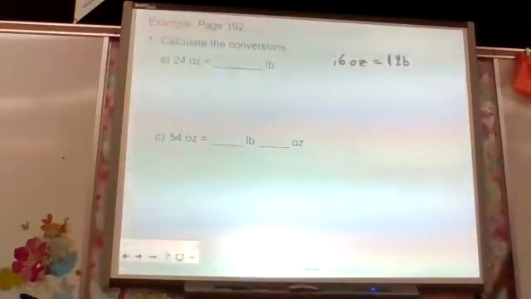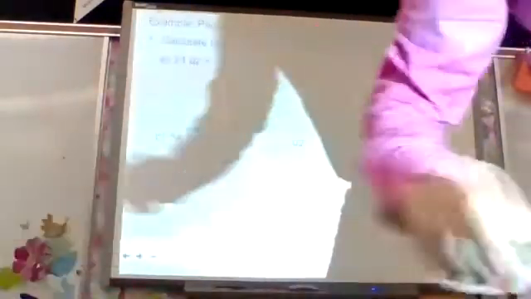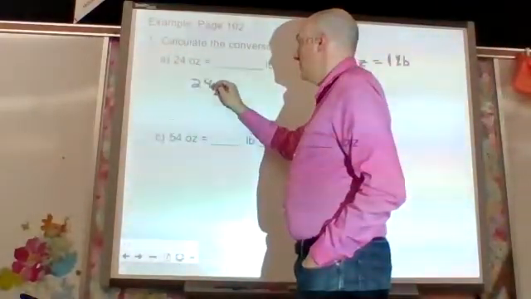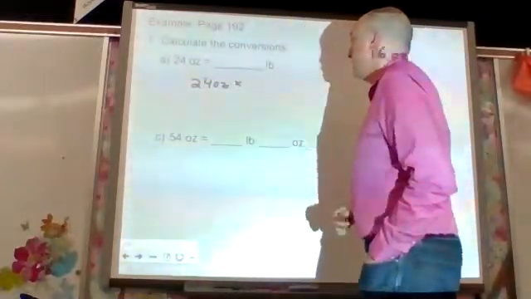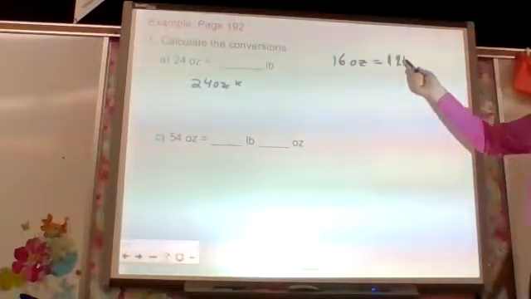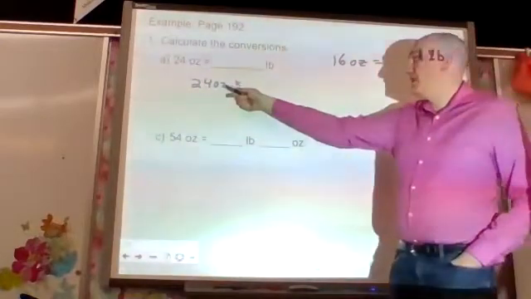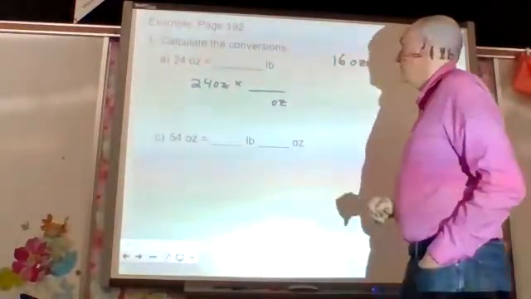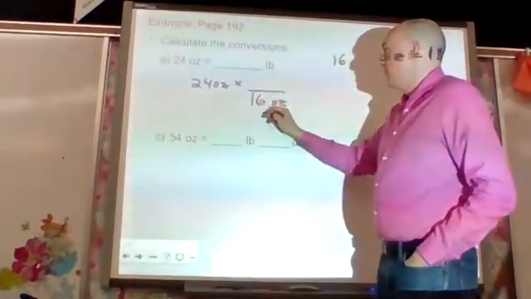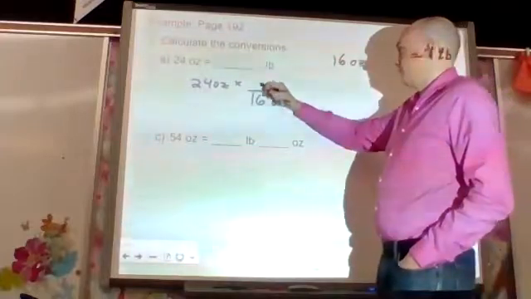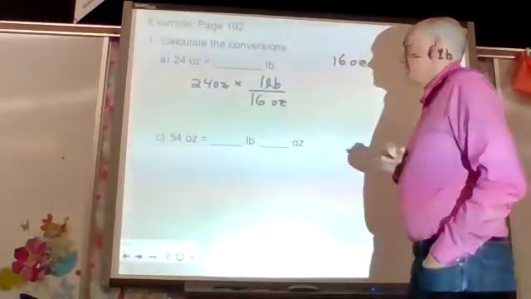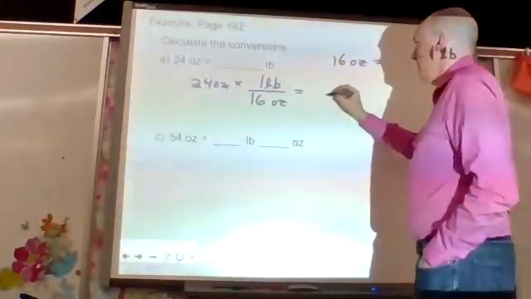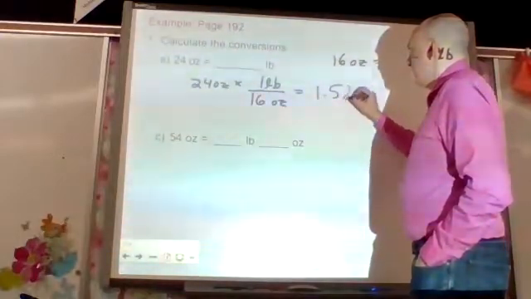So how many pounds do we have if we have 24 ounces? Well, we're going to take our 24 ounces and we're going to multiply it by that conversion factor. Which way over does it go? 1 pound, 16 ounces. I've got ounces up on top here and I want to get rid of them, so I have to put them on the bottom in my conversion factor. So that's going to be 16 on the bottom, which means we're going to be dividing by 16. We don't really have to multiply by 1 because that doesn't change the value. So 24 times 1 divided by 16, and we're going to get 1.5 pounds.